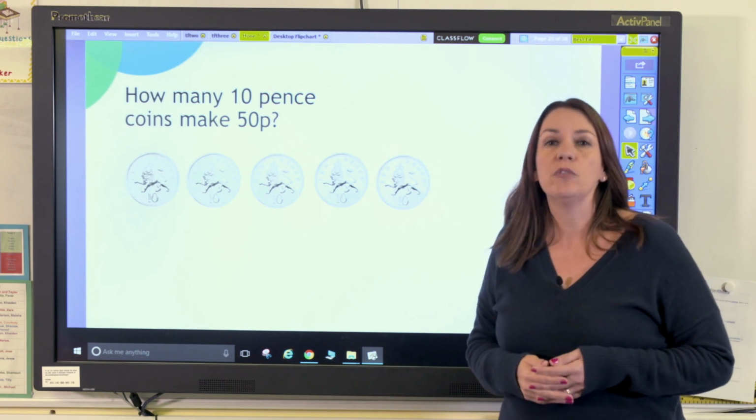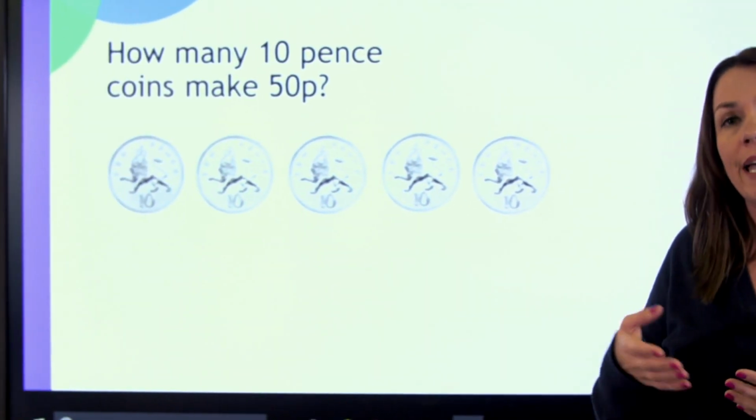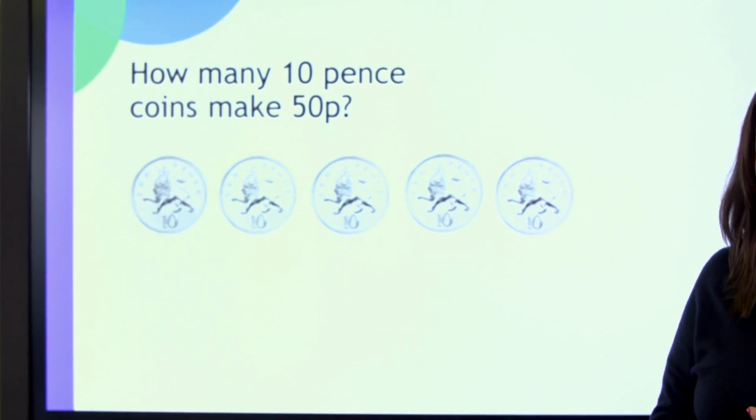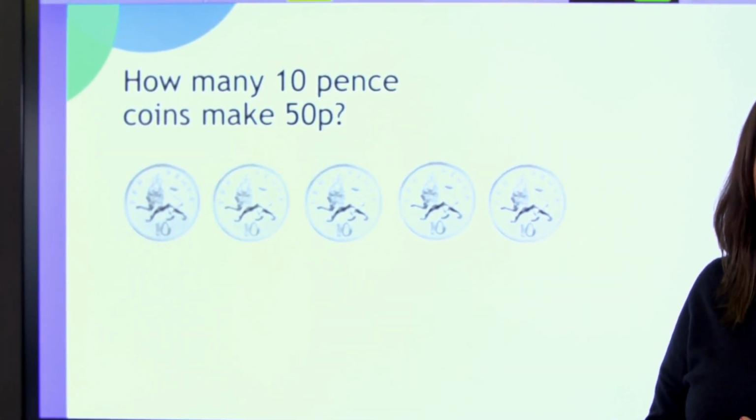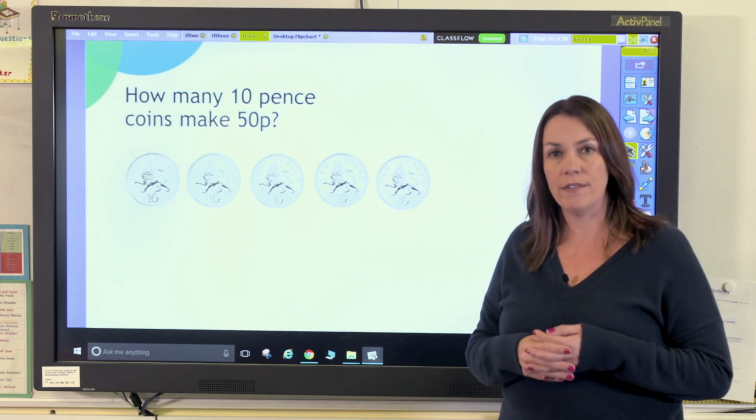Money is another great tool for teaching multiplication. Here, how many 10p piece coins make 50p? They can actually physically use 10p's to count out and get to the 50p to answer the question, always asking them to write the multiplication sentence that goes with it. So for this one, 10 times 5 is 50.